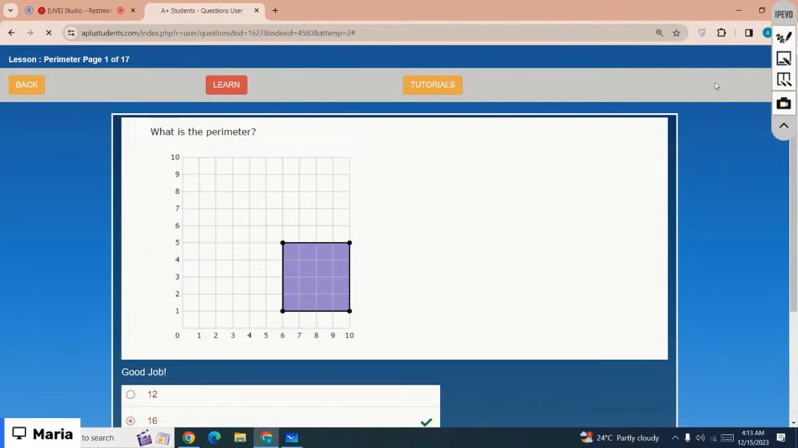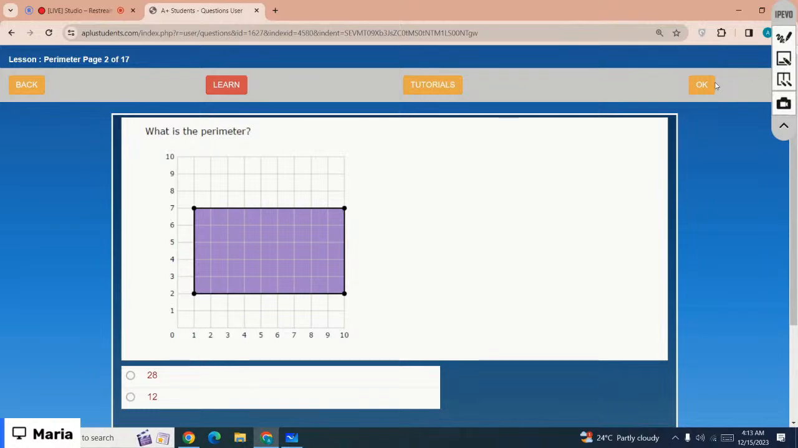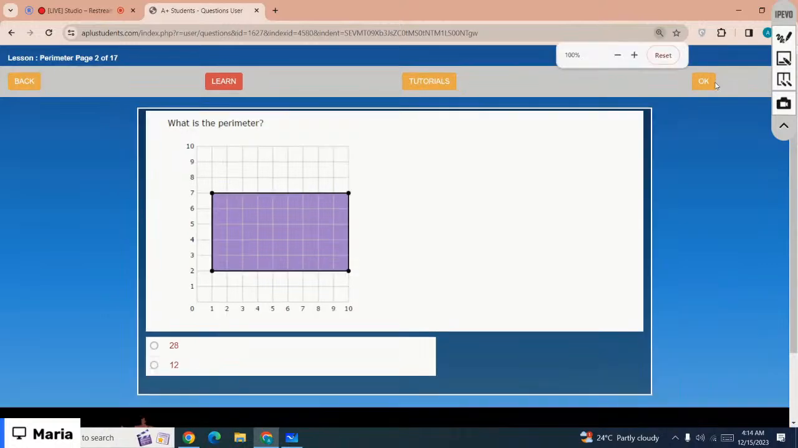Okay, the next one is what is the perimeter? So, which is the correct option? Which is the correct option? Let's just calculate the side lengths, right?